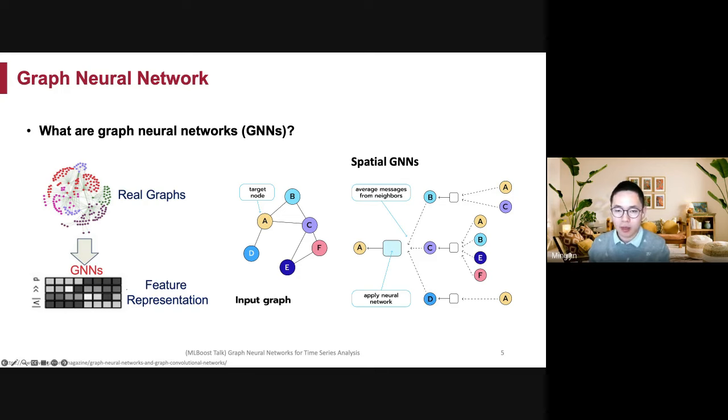And another example could be disease propagation, right? Like the spread of a virus. One city has many people infected. We could forecast that the adjacent city may have a lot of people infected as well. So that is called propagation. And these two typical scenarios actually share certain concepts similar to message passing. So that's about the spatial graph neural networks.